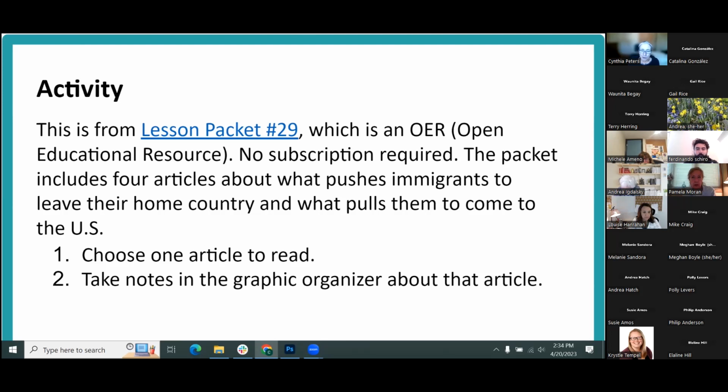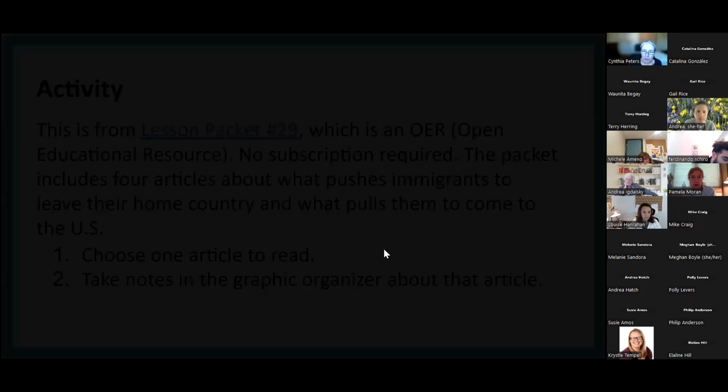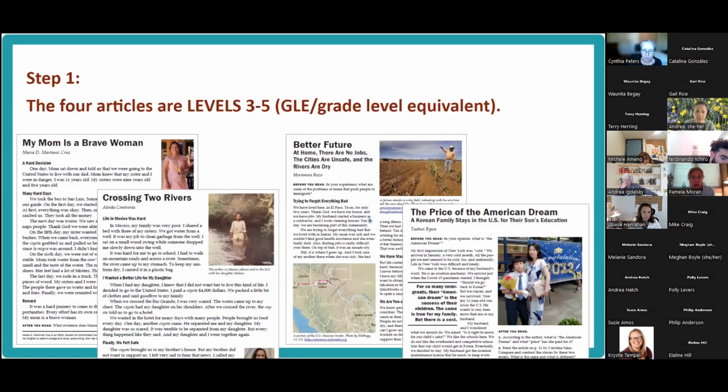The packet includes 4 articles about people telling their immigration story. And then it also includes a graphic organizer. The graphic organizer is a chance for students to organize their thoughts about what pushes and pulls immigrants to leave their country and come to the United States. So first of all, let me show you what the articles are.